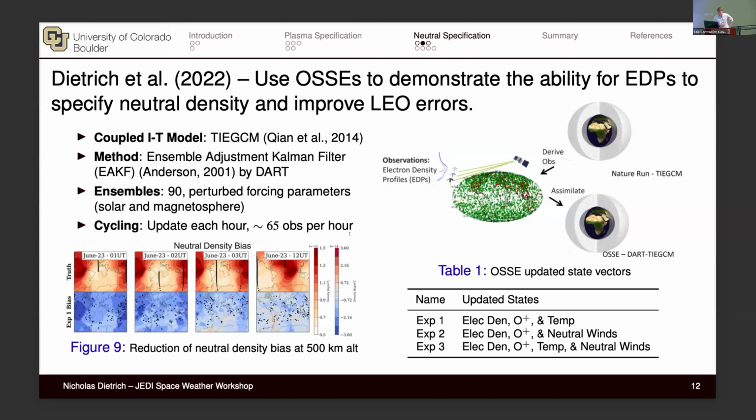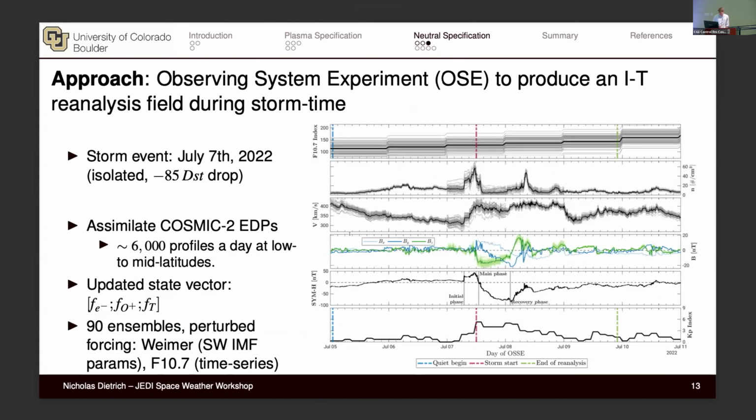So let's actually apply it to a real storm event using real observations and see what comes out of it. With this, we chose a storm event in 2022, not really a noteworthy storm, but it's nice that if you see the Dst and Kp indices down in the bottom, it has this nice 2-day quiet period, then a sharp drop in Dst and a peak in Kp, and then back to a quiet period. So a nice isolated storm event we could look at.